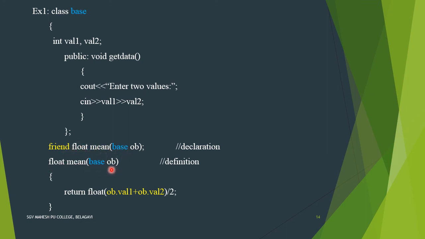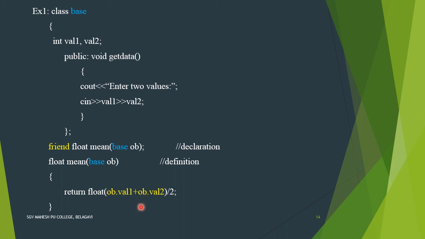This is the definition of your friend function. Remember, whenever you are dealing with a friend function, you should not use friend while defining, but you should use friend while you are declaring it. So what we are doing in this friend function is trying to add two values, value1 and value2, and divide it by 2, find the average and return the value.